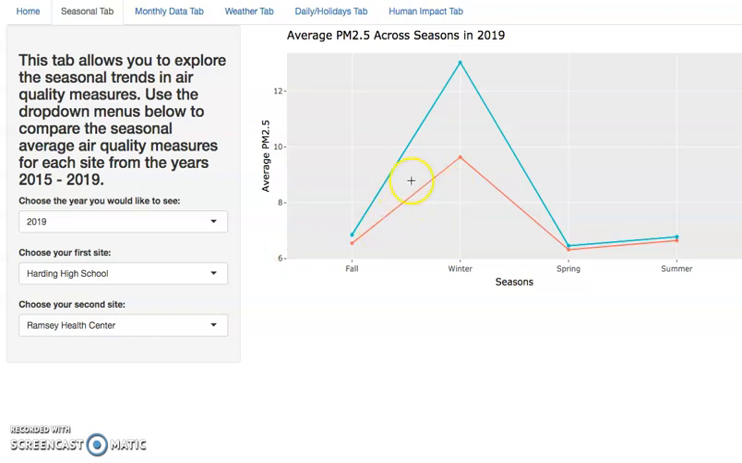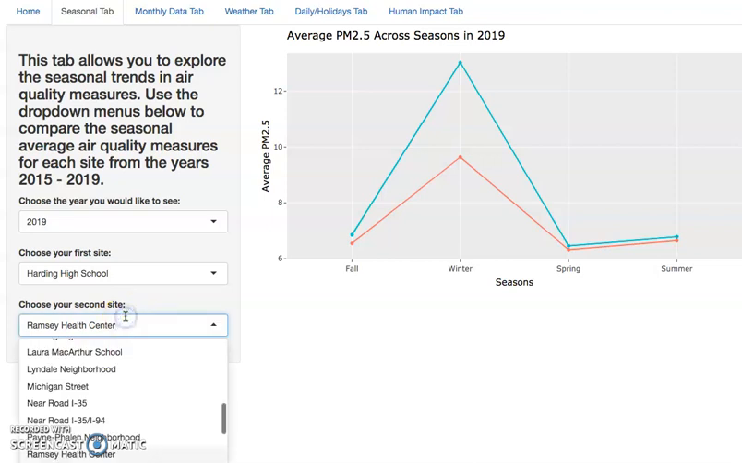But looking at this, I can see that there's this interesting pattern going on. In blue, we've got Ramsey Health Center, and in red, we've got Harding High School. So I can tap on the points and actually see what the reading is. And we can see Ramsey and Harding follow a similar pattern, and in winter, there's a pretty big difference, but the other seasons, they don't seem to be too different.